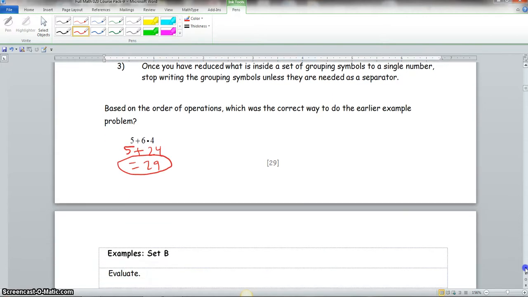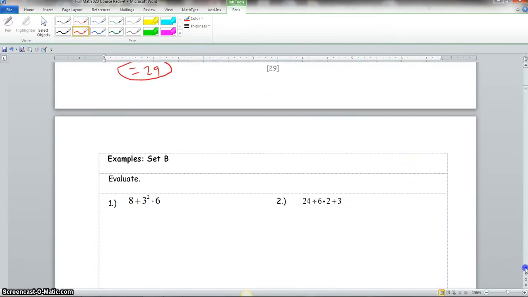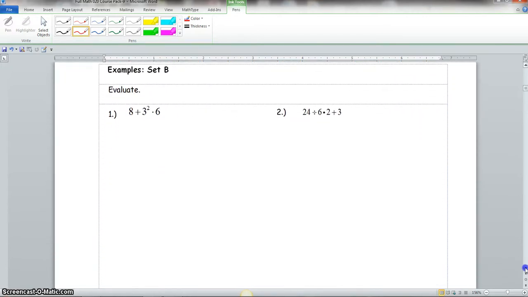Now, we scroll down here to example B. Example set B. Okay, it tells us to evaluate. Let's look at number 1 in the operations. We have addition, we have an exponent, we have multiplication. Now we know exponents are your number 2 step, multiplication is number 3, and addition is 4. So we do the exponent first.